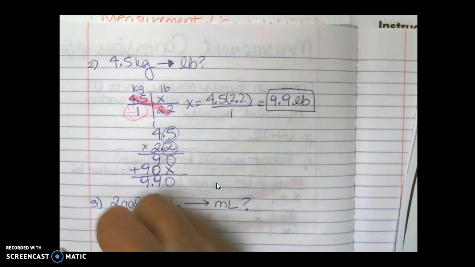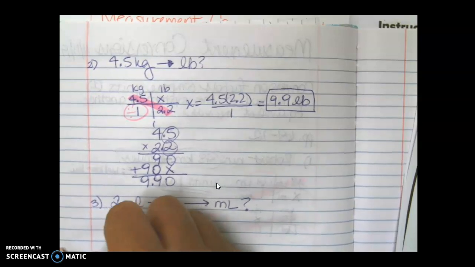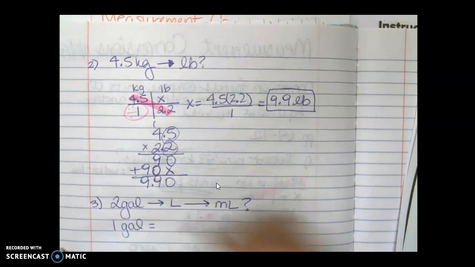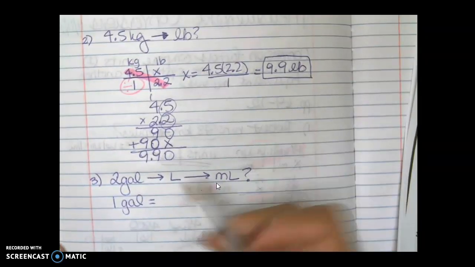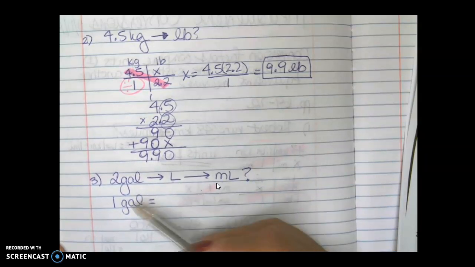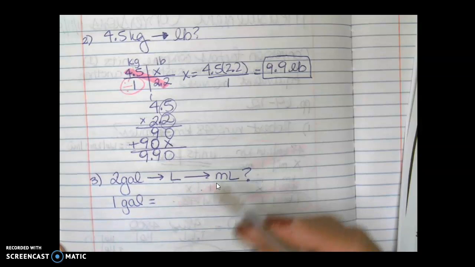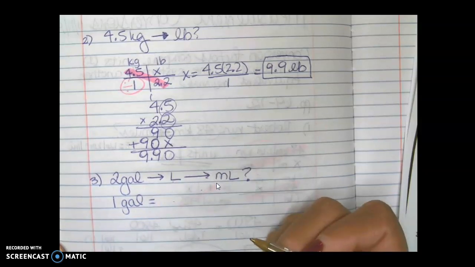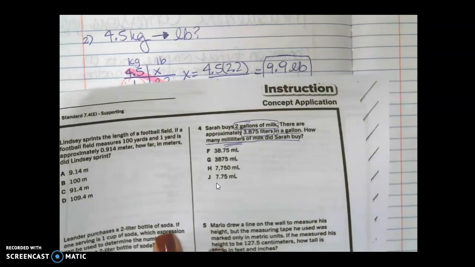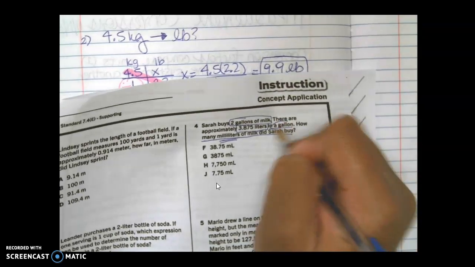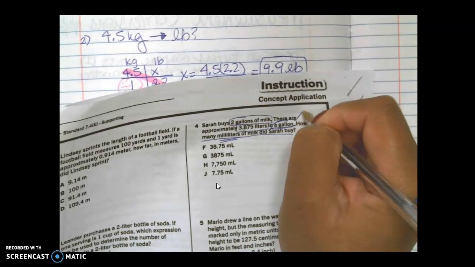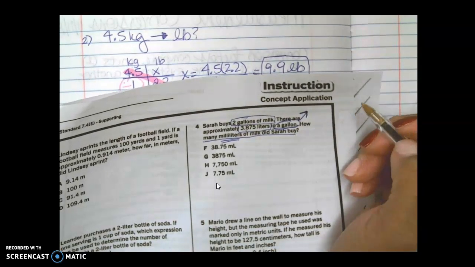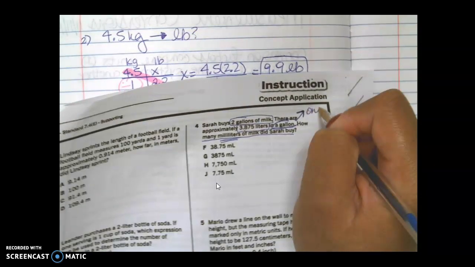What do I know about 1 gallon? 2 gallons of milk, what did they give me? 2 gallons is some liters. 1 gallon is how many? How much is 1 gallon of milk in liters? What number did they give you, ladies and gentlemen? 3.875 in a gallon. That's how many liters are in the gallon. How many gallons are in a gallon? 1. This is a unit rate, y'all.